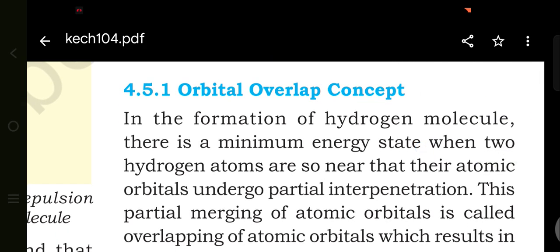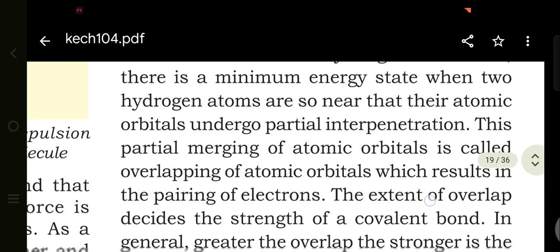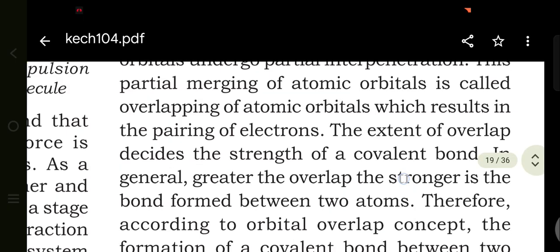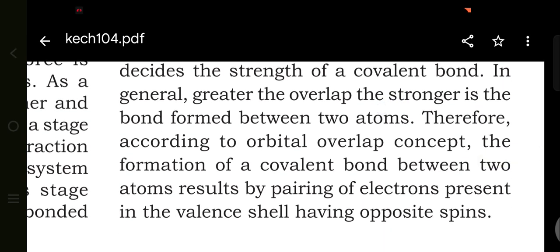Orbital overlap concept. In the formation of the hydrogen molecule, there is a minimum energy state when two hydrogen atoms are so near that their atomic orbitals undergo partial interpenetration. This partial merging of atomic orbitals is called the overlapping of atomic orbitals, which results in the pairing of electrons. The extent of overlap decides the strength of a covalent bond. In general, the greater the overlap, the stronger is the bond formed between two atoms. Therefore, according to the orbital overlap concept, the formation of a covalent bond between two atoms results from pairing of electrons present in the valence shell having opposite spins.